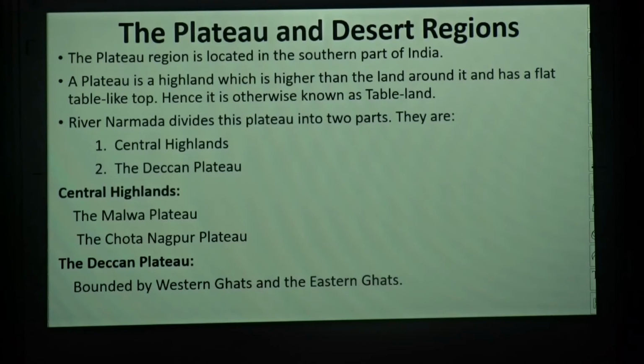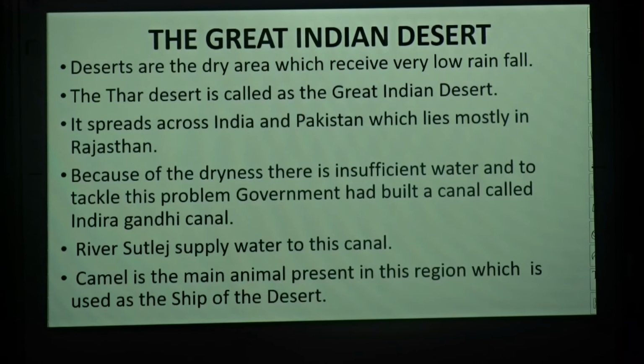So now we are moving to the Great Indian Desert. Which is considered as the Great Indian Desert? Yes, the Thar Desert is considered as the Great Indian Desert. Deserts are dry areas which receive very low rainfall. The Thar Desert is called the Great Indian Desert.